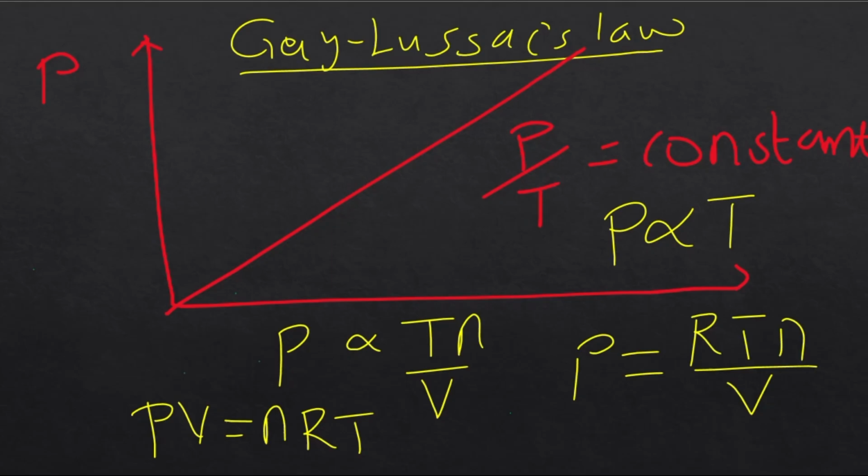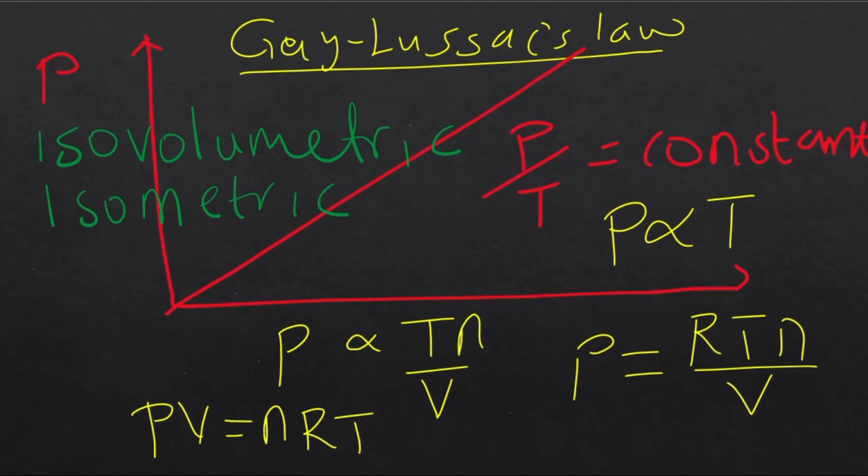And the last thing to be said about this is that a process occurring at constant volume is called a volumetric process, or an isometric process, or an isochoric process.